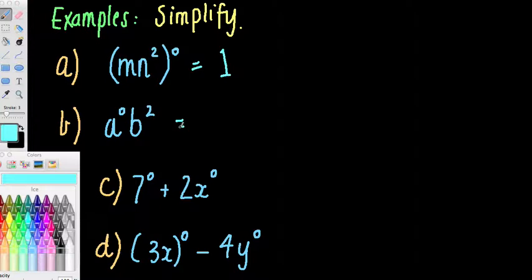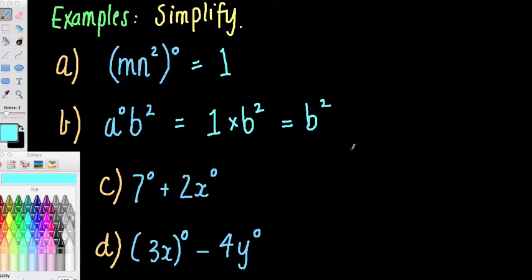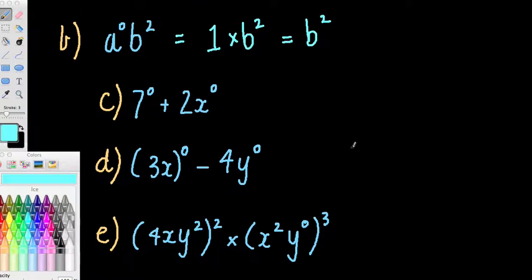Let's look at this next one. This is a little bit different. a to the power of 0 by b squared. a to the power of 0 is 1. That is being multiplied by b squared. Simplifying that is just b squared. Try the next one before I do it.